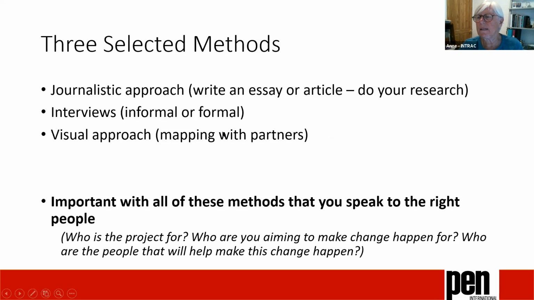Okay, so we're going to today look at 3 selected methods just to do a little bit more insight into. There's all the others before, but we're just going to do 3 now. That is the journalistic approach, which is writing an essay or an article to do your research, which I suspect many of you know how to do that better than I do. Interviews, informal or formal interviews, and then mapping with partners, what is known as the visual approach.